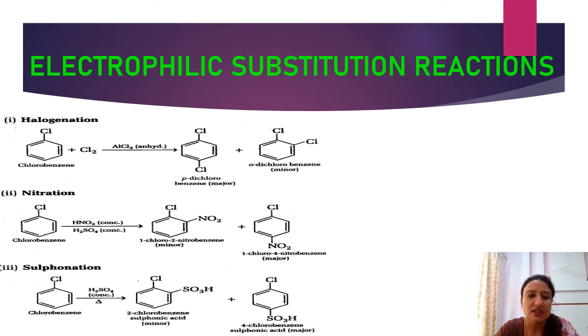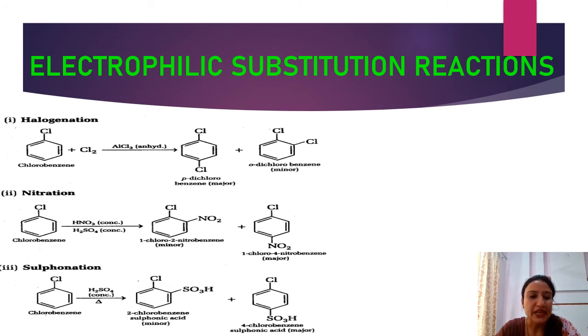The first reaction here is halogenation, in which chlorobenzene reacts with dichlorine in the presence of anhydrous aluminium trichloride and gives us the product dichlorobenzene. So the products are minor and major. The minor product is the ortho product and the major product is the para product.